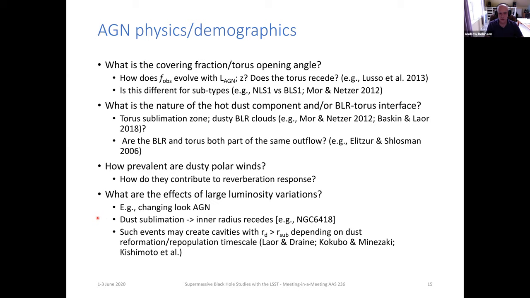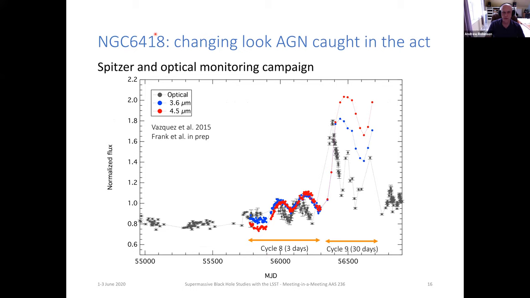If there is a large change in the luminosity, then you'd expect the dust sublimation radius to increase. So the inner radius will recede, and that could leave behind a cavity which is actually larger than the current dust sublimation radius after the luminosity returns to a lower level. And I just want to show quickly an example of this kind of thing happening.